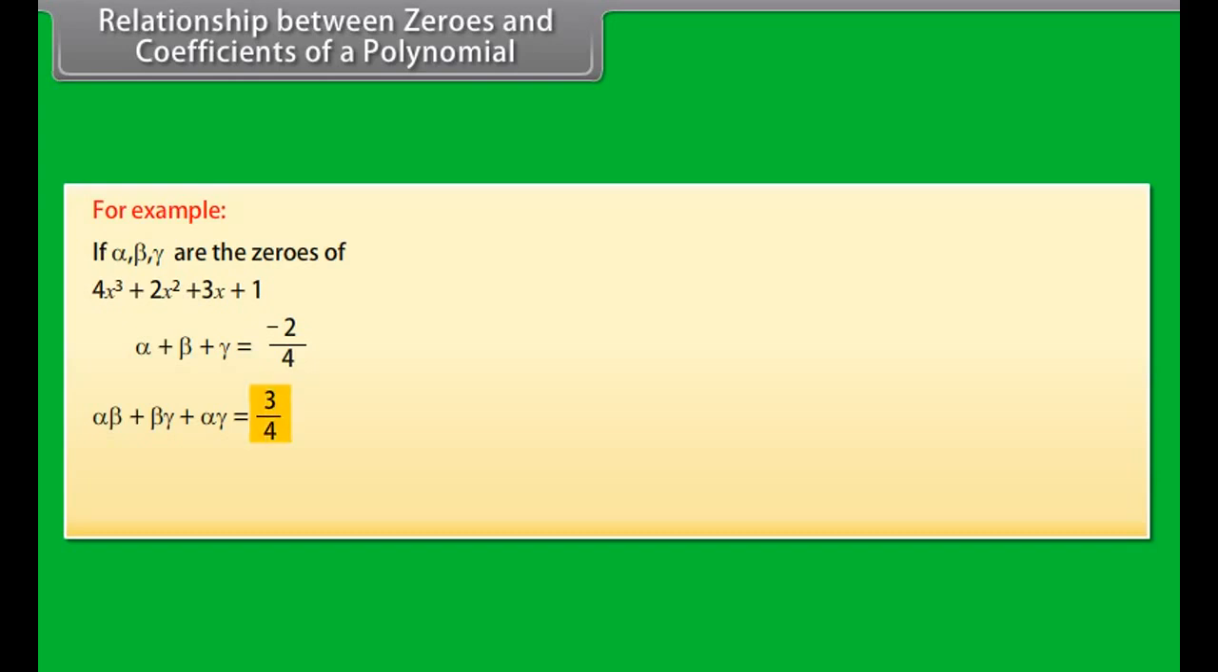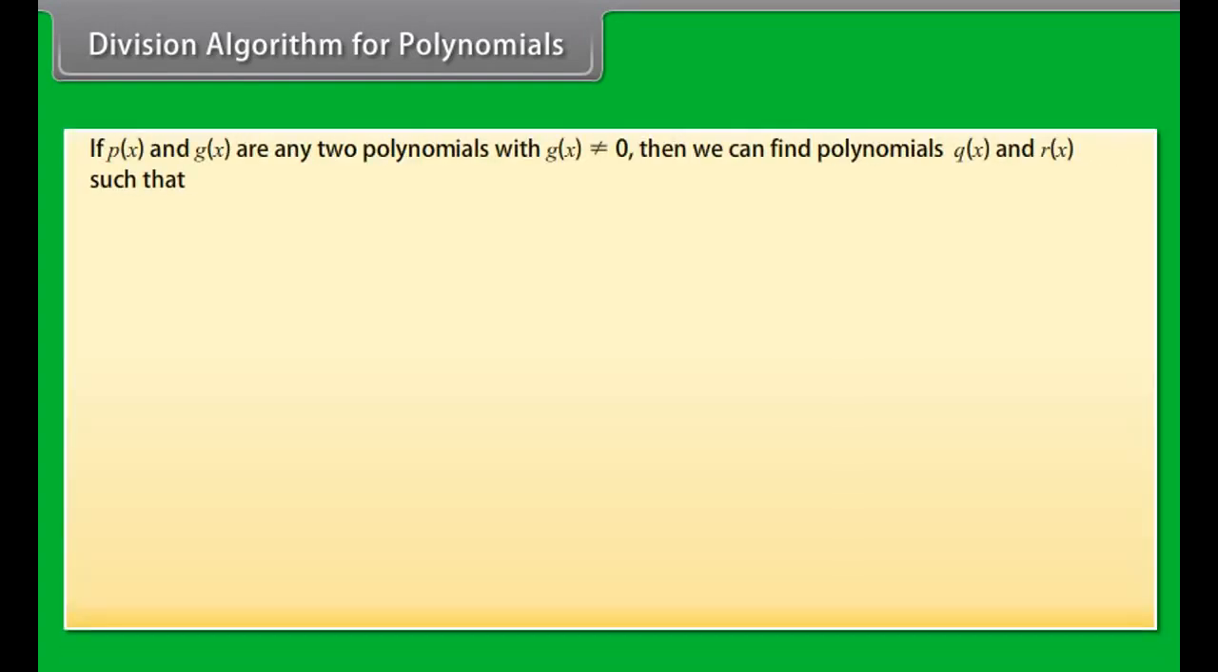Product of zeros, alpha beta gamma, is equal to −constant term/coefficient of x³, which equals −d/a. For example, if alpha, beta, gamma are the zeros of 4x³ + 2x² + 3x + 1, then alpha + beta + gamma is equal to −2/4.